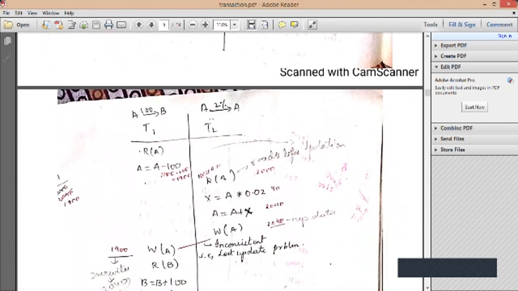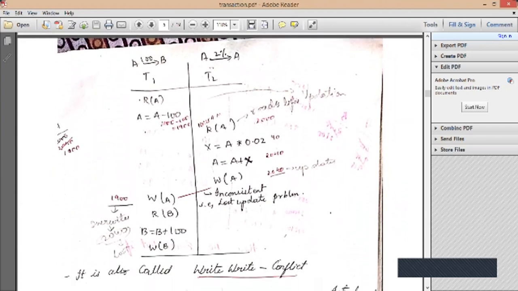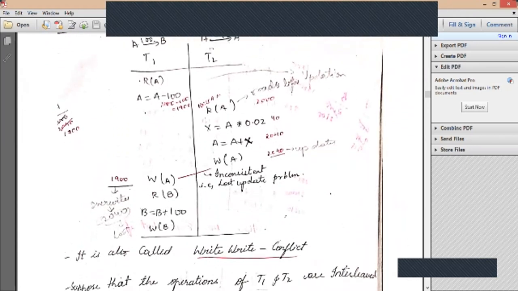And why does that happen? Here we have an example directly. We are reading the A value as transaction T1. What it performs is A sending 100 rupees to B, whereas A has been credited with 2% of its actual amount. Now R of A is reading its value, that is 2000, and if we subtract 100 from it, we get 1900. Now what happens after some time? It is interleaved, or preemption is done, or context switching is done.